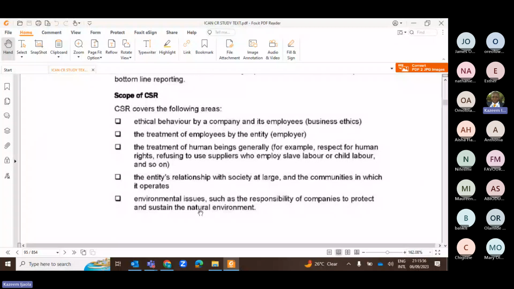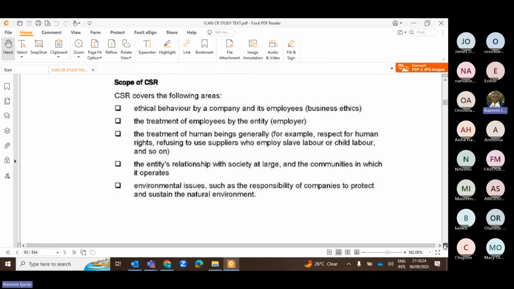Then another way of CSR is environmental. That is the ability to protect the environment. Okay. If you operate in the oil and gas sector, and in the process of extracting your oil you are messing up the soil, you can compensate the environment and the community by providing them potable water. With that water, you are trying to give back to society because you've messed up their soil. So these are the various ways of CSR.